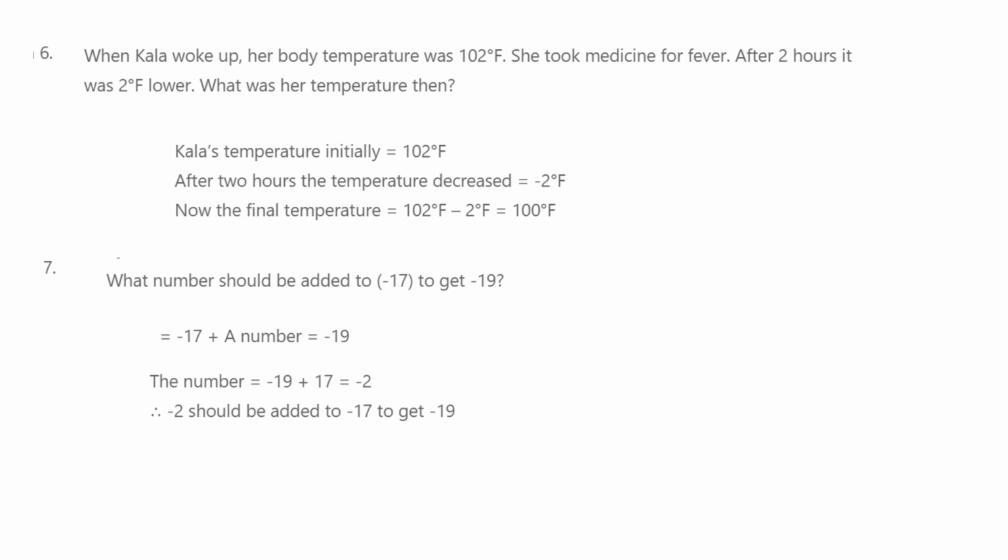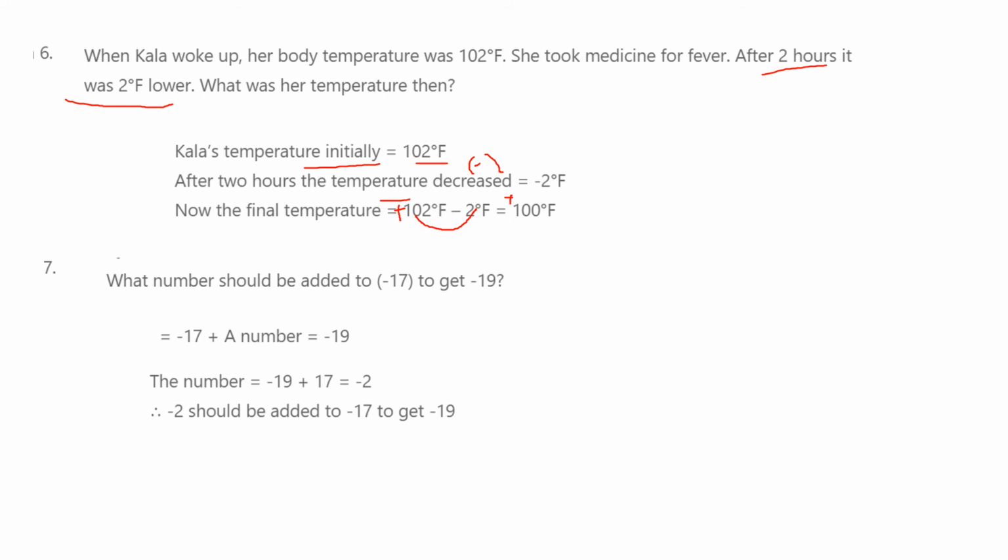Sixth sum. When Kala woke up, her body temperature was 102 degrees Fahrenheit. She took medicine for fever. After 2 hours, it was 2 degrees Fahrenheit lower. What was her temperature then? So initially Kala's temperature was 102. After 2 hours, the temperature is lower, which means it is decreased, minus. So -2 degrees Fahrenheit. Now the final temperature is 102 minus 2. 1 plus 1 minus means subtract the numbers, 100. And the greater number here is plus. So plus 100 degrees Fahrenheit.